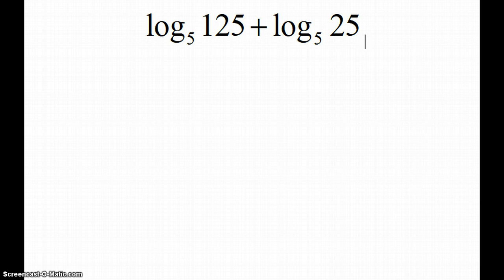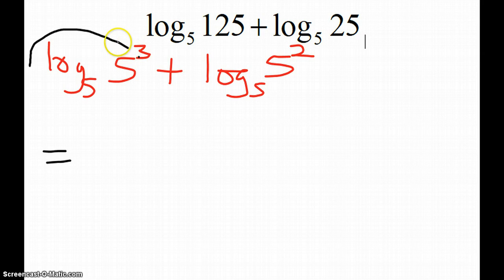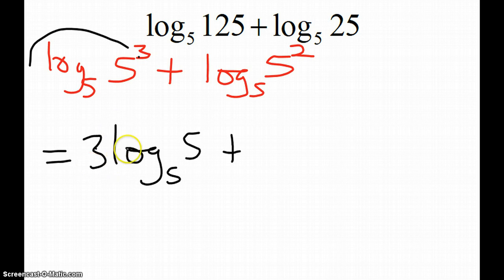In solving this question, we have different ways you can use. One of the ways I will try is to change the 125 to indices as 5 exponent 3, and then log base 5 25 can also be written as log base 5 exponent 2. Then from one of the laws that we studied, the exponent can move to multiply, so we have 3 log base 5 plus 2 log base 5.